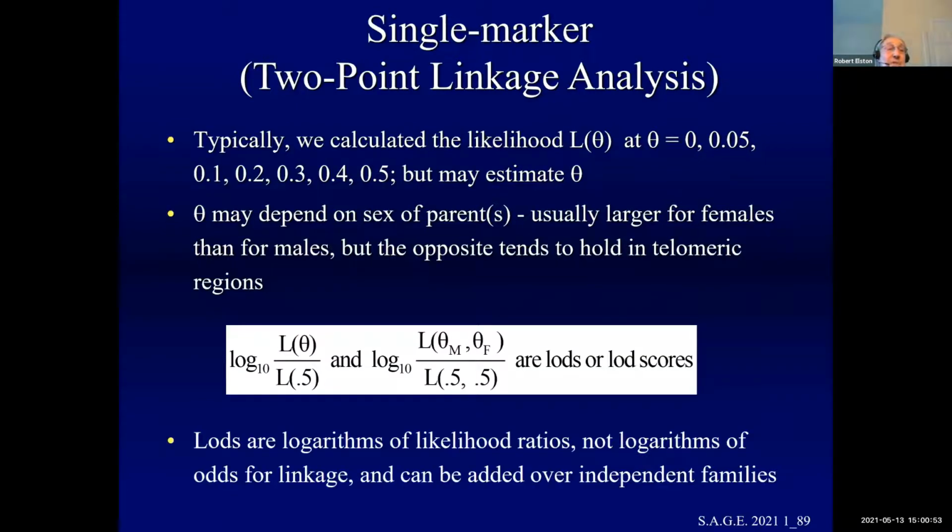So remember that the log to base 10, the log scores, are logarithms of likelihood ratios and not logarithms of odds for linkage. And the real point about them is, if the families are independent, you would multiply the likelihoods, so you can just add the logs because they are on a logarithmic scale.